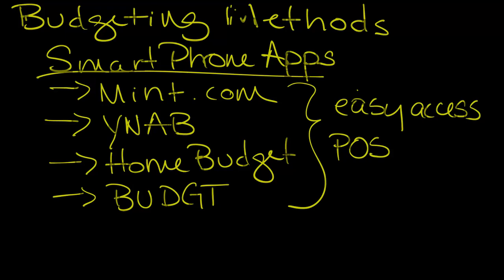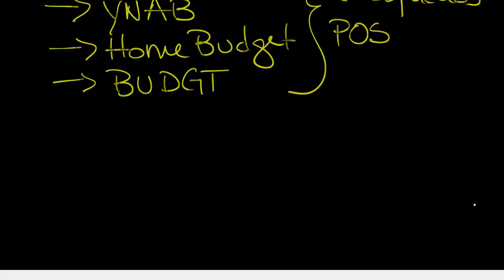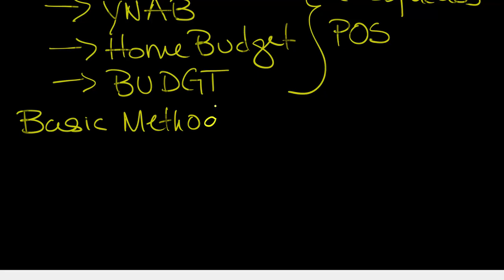We've been talking about budgeting methods, and we talked about using smartphone apps to track expenses and manage a budget. Now let's talk about just some basic methods for budgeting. And these are kind of more along the traditional route.